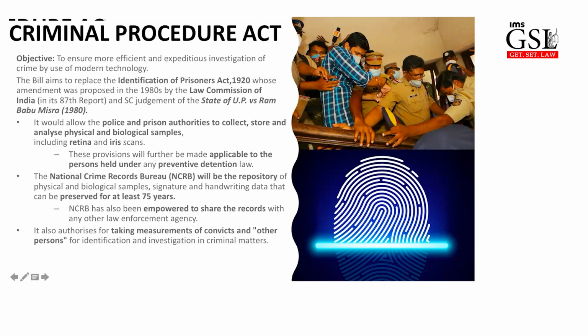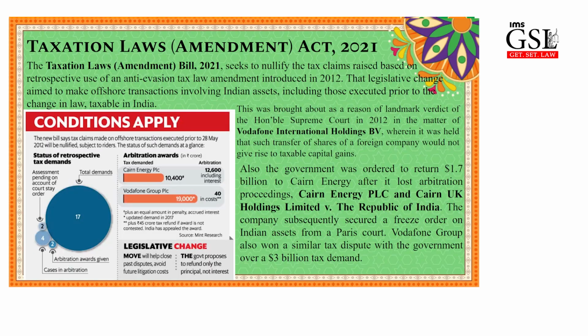All right, support. Sure, let's move. Yeah, so I'm pretty sure this is something which you already have covered in one of the classes here. Anyway, so this is the Taxation Laws Amendment Act 2021, and this is basically to nullify the tax claim based on retrospective use of the anti-evasion tax law amendment, which was introduced back in 2012.